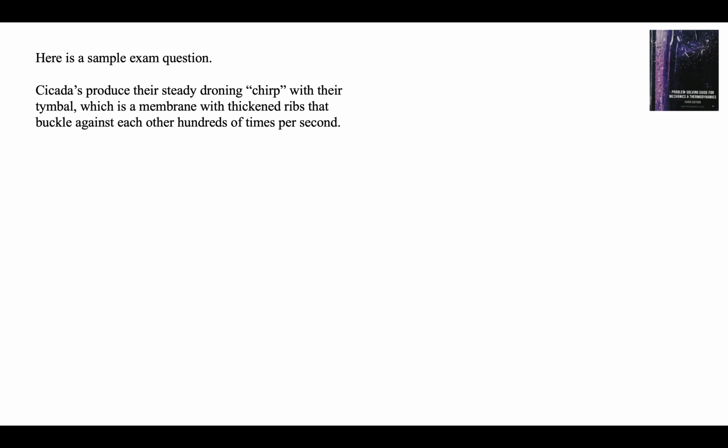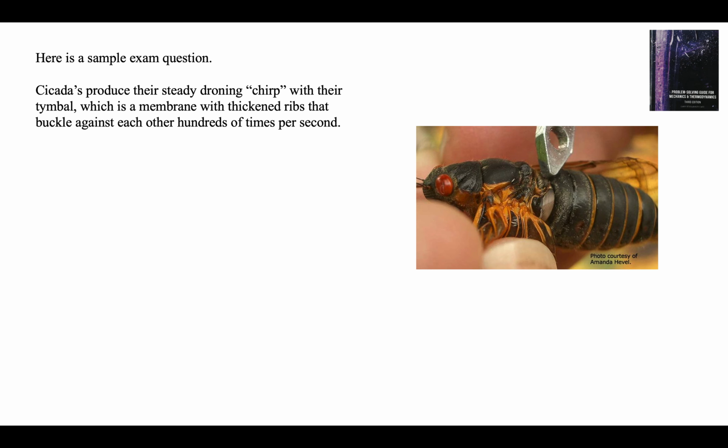So here's a sample exam question. Cicadas produce their steady droning chirp that you hear once every 17 years with their timbal. It's right here. It's a membrane with ribs. They buckle against each other hundreds of times every second, and they make that. So let's assume that the motion of one of these ribs is simple harmonic, which is probably a bad assumption, but it's okay.